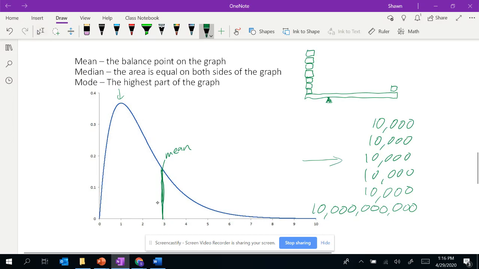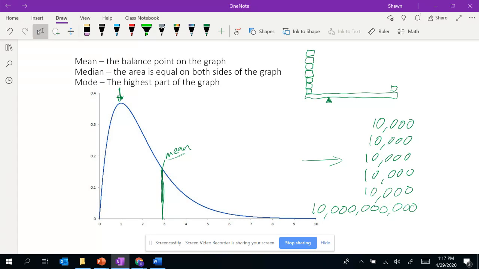So same thing right here. Even though the mode is way up here, the mean is going to be pulled way further down. So that's why the mean gets pulled way further down right here. That's the balance point on our graph. However, the next one is the median. So the area is equal on both sides of the graph.